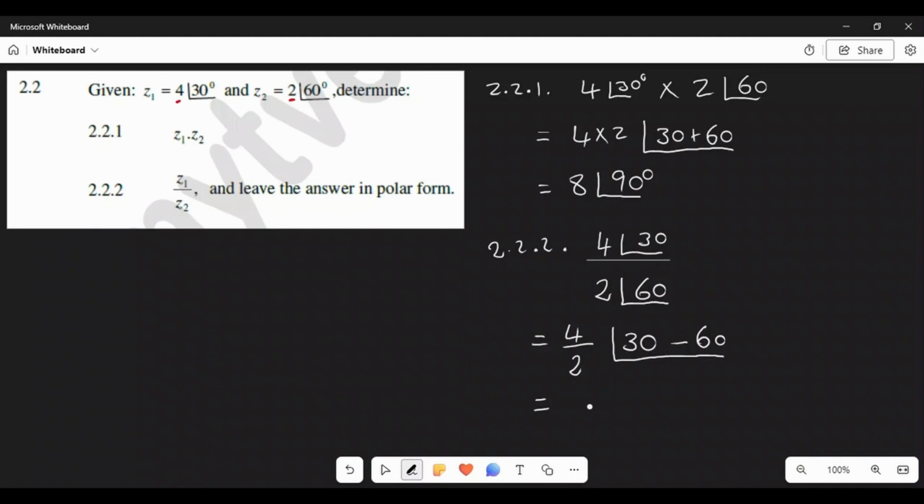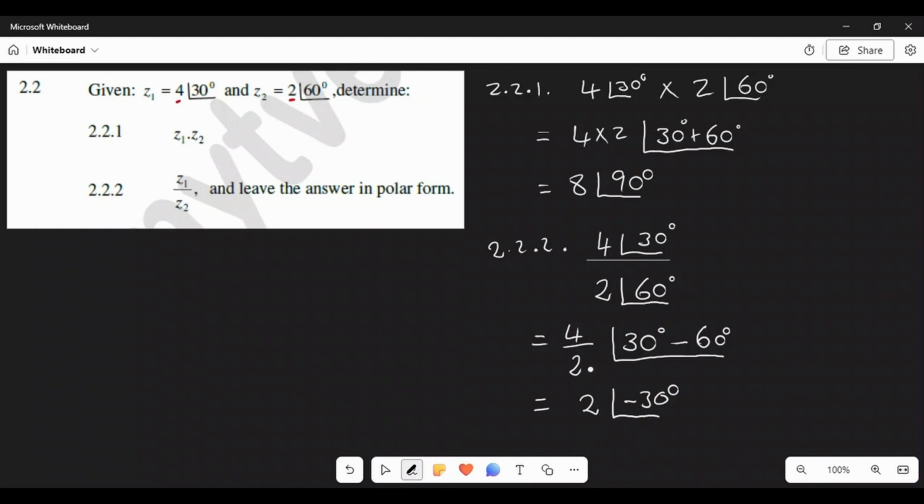So when it's like this, what is 4 divided by 2? This is going to be 2. And when you look at the argument, it's going to be 30 minus 60. So our answer is going to be negative 60 degrees. Let's not forget the degrees here; I forgot to write them. So unless they say otherwise, guys, you leave your answer like this.